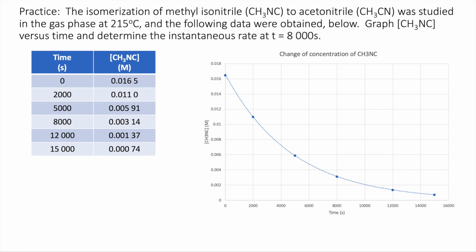All right, now the isomerization of methyl isocyanide to acetonitrile was studied in the gas phase. So this is the same problem here. But this time you're going to be looking at graph the CH3NC versus the time and determine the instantaneous rate at 8,000 seconds. So previous one was the average. This time is now going to be the instantaneous. So your instantaneous rate here.